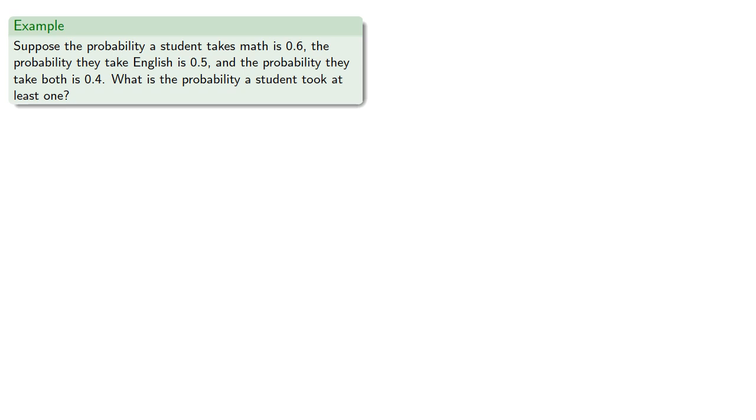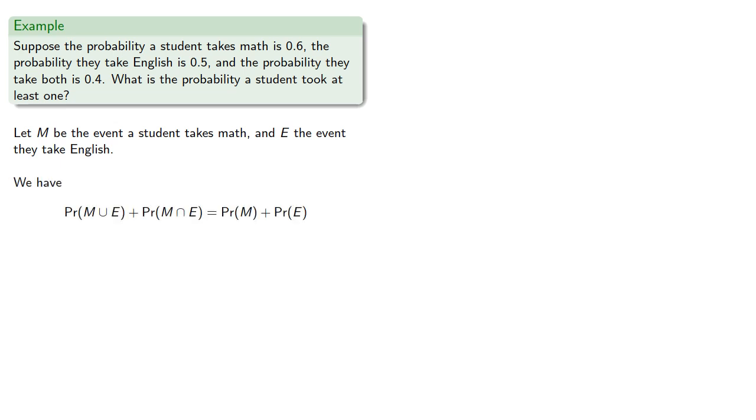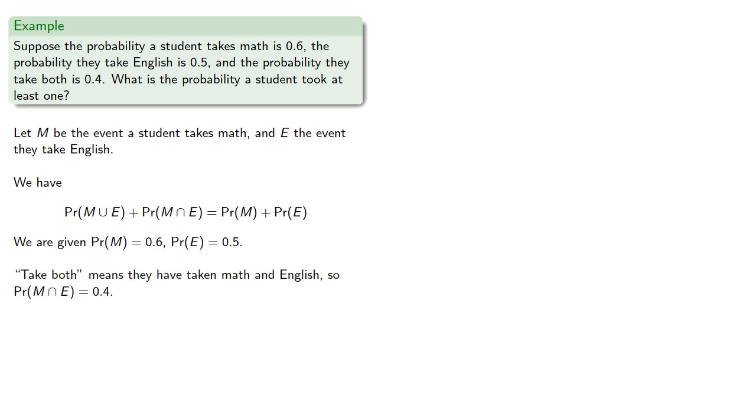So suppose the probability a student takes math is 0.6, the probability they take English is 0.5, and the probability they take both is 0.4. What's the probability a student took at least one? Let M be the event a student takes math, and E the event that they take English. So our formula tells us, and we know the probability they take math, the probability they take English, and take both means they have taken both math and English, so that's the probability of their intersection. Take at least one means that they have either taken math or English, so we want the probability of their union.